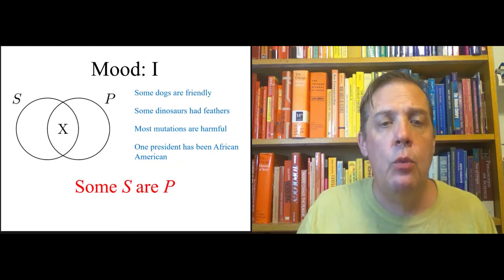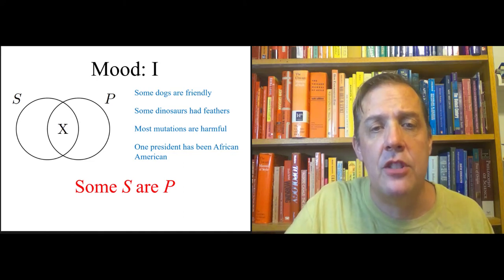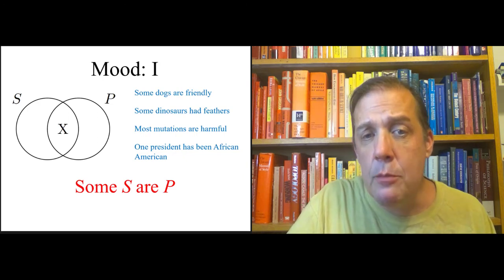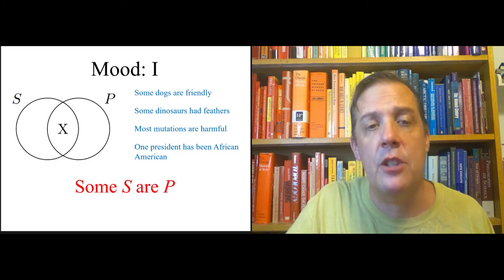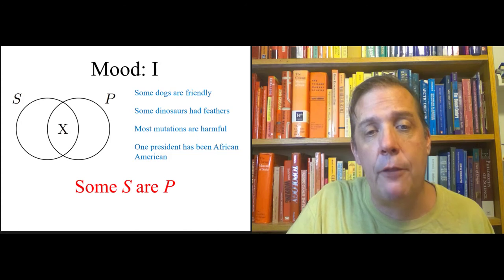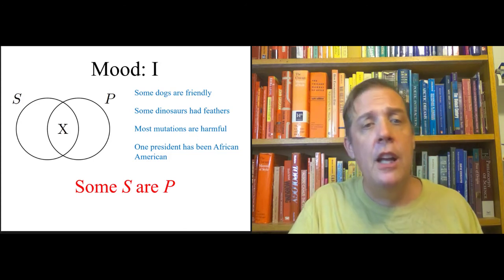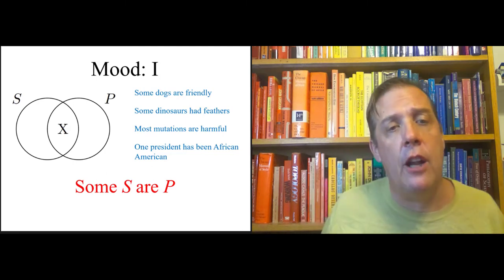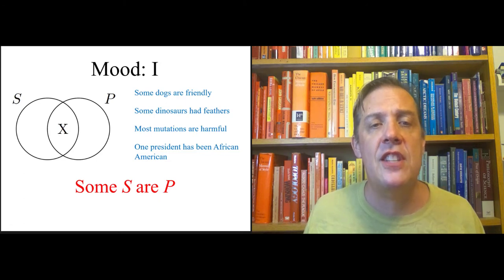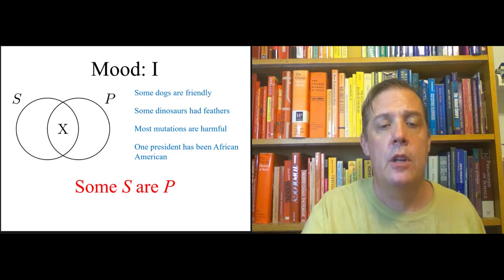Mood I was some S are P. This would be a sentence like some dogs are friendly, some dinosaurs had feathers. Most mutations are harmful counts as this because we turn most into some. One president has been African American because we turn one into some. And to do this, we have our Venn diagram, and then we put an X in the center, indicating that something exists in the overlap between S and P.